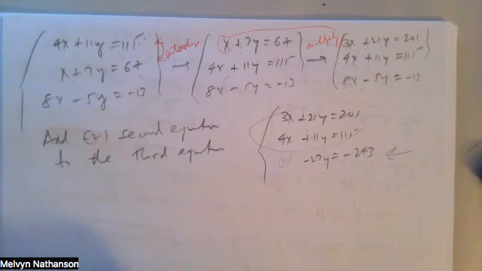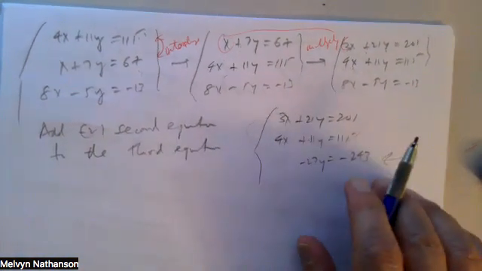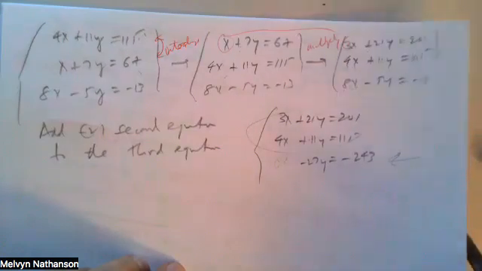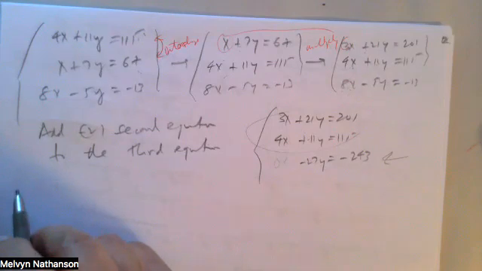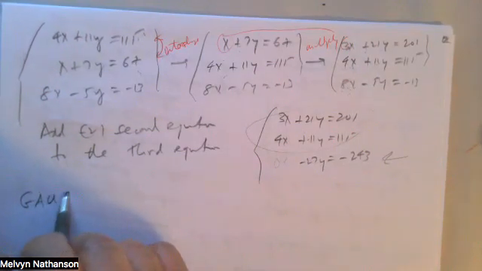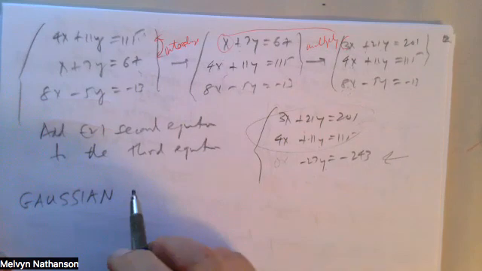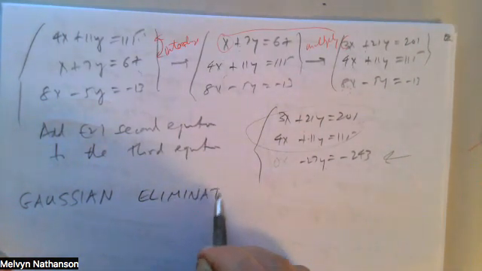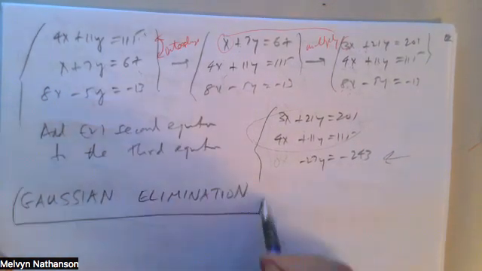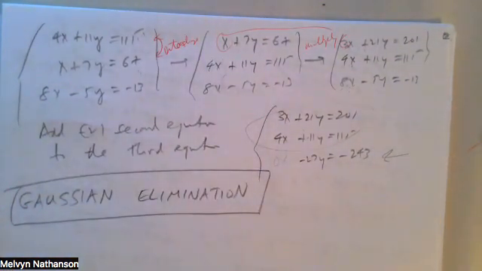But at any time you have many choices of what to do. How do you decide which of these operations to perform? One strategy for doing that, which is very important and classical, is called Gaussian elimination. Gaussian elimination tells us what to do to solve a system of linear equations.